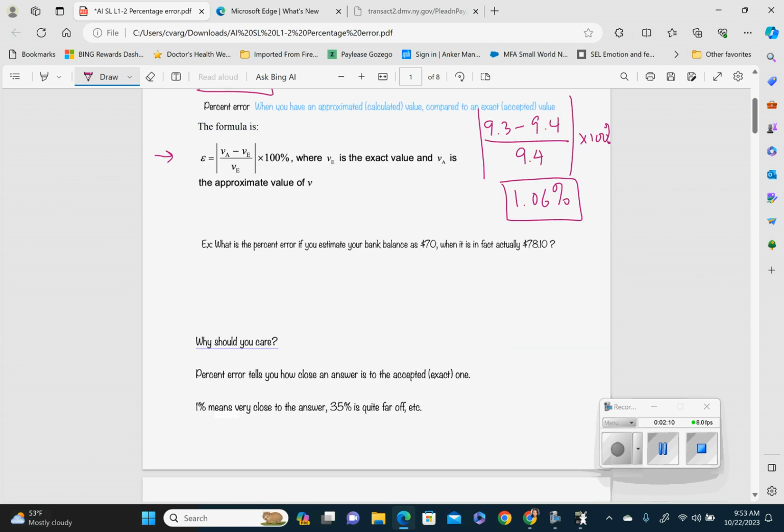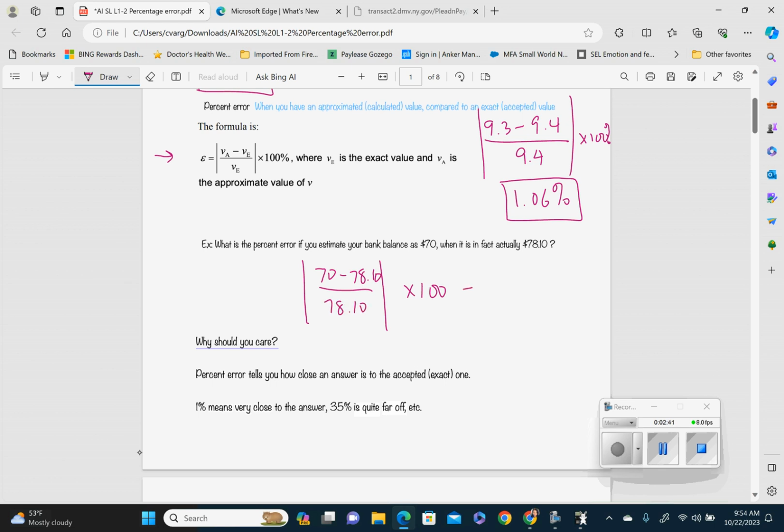This is an actual question, right? So percentage error, if you estimate your bank balance as 70 when it's in fact 7810, right? So I'm going to put my absolute value, times 100 because I know that that's part of the formula, put my fraction bar. So I'm always going to do my approximate. So what I estimated is 70 minus, it's really 7810. The actual number goes on the bottom, so 7810.